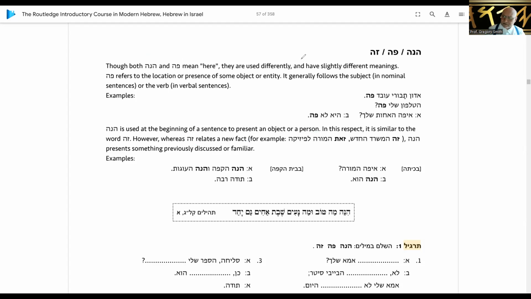In Hebrew, there's almost a different word for "here." Whereas English is like, where's the teacher? Here he is. Is there any coffee? Here it is. You know, it's just used here, here, here. In Hebrew, it doesn't work that way. It uses a different word for that same general idea.